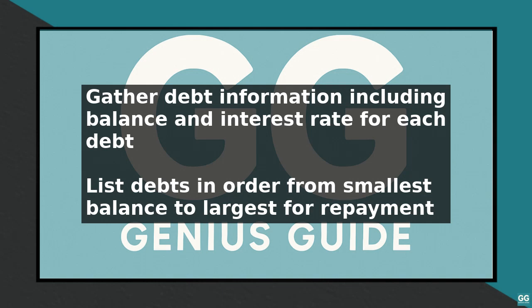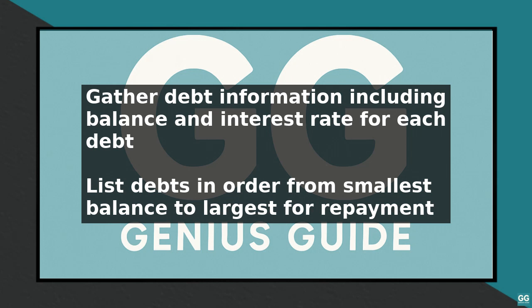Assign the minimum payment for each debt, except for the smallest debt, which you will attack first. Allocate as much money as possible towards the smallest debt until it is paid off. Once the smallest debt is paid off, use the money to attack the next smallest debt, and so on. This approach provides a psychological boost as you quickly eliminate smaller debts and see progress.